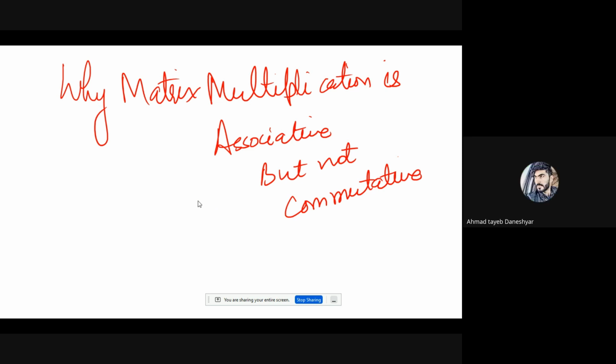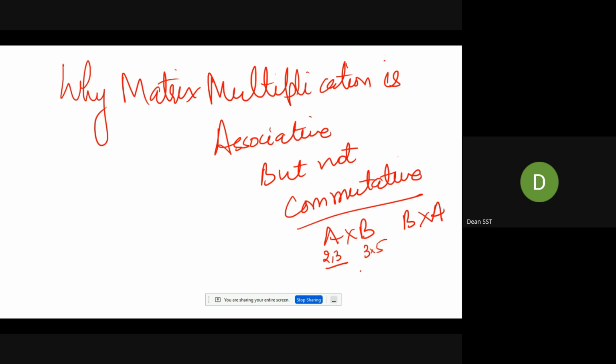Because the reversing of matrices is not always right. Reverse is not possible. A cross B can't be B cross A. Suppose A is 2 into 3 dimension and B is 3 into 5 dimension. See, 2 to 3, 3 is common, so we can multiply. But when we reverse it, 5 cross A, it is 5, 2. They are not equal. We can't even multiply.